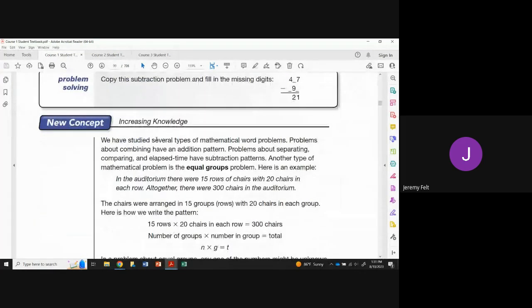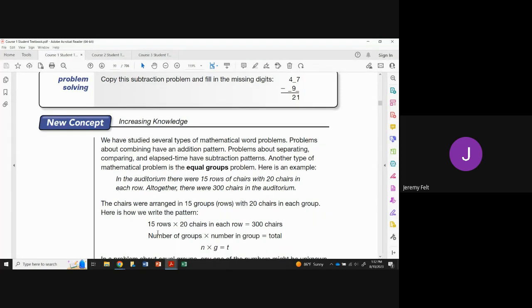So when we're talking about equal groups, anytime we see a bold or highlighted word, that's a new term or something worth writing down or making a note of, just because there's a lot of terminology, a lot of vocabulary that we go through throughout the course of a textbook or an entire year in math. So in this equal group problem, it says in the auditorium, there were 15 rows of chairs with 20 chairs in each row. Altogether, there were 300 chairs in the auditorium. So that's saying 15 times 20 equals 300.